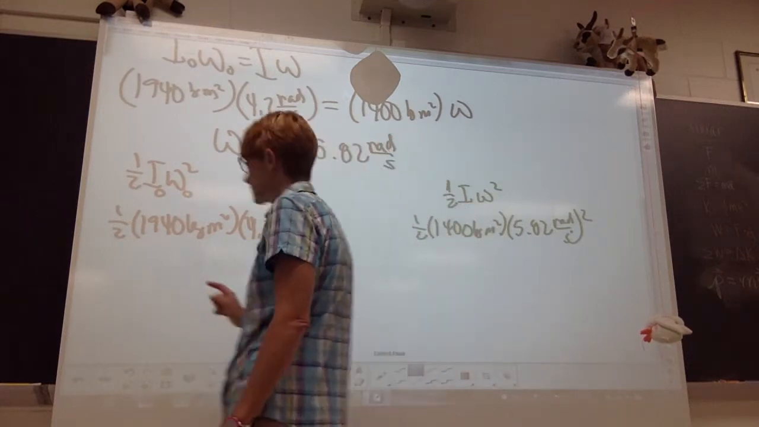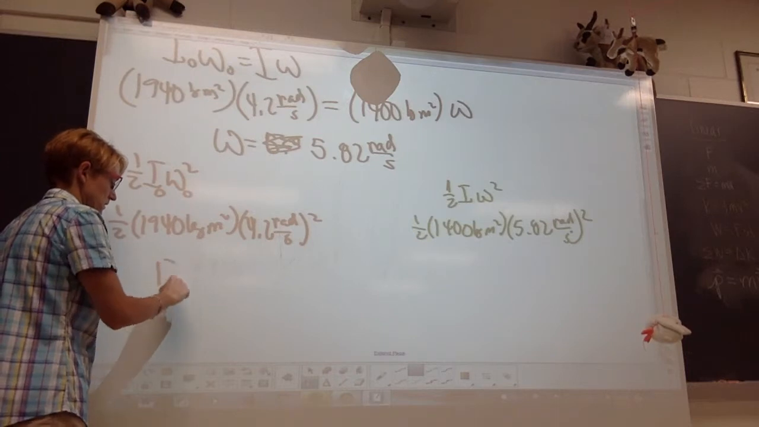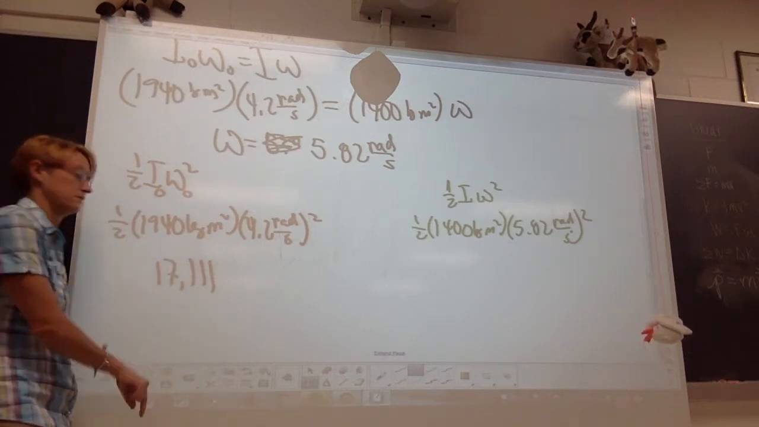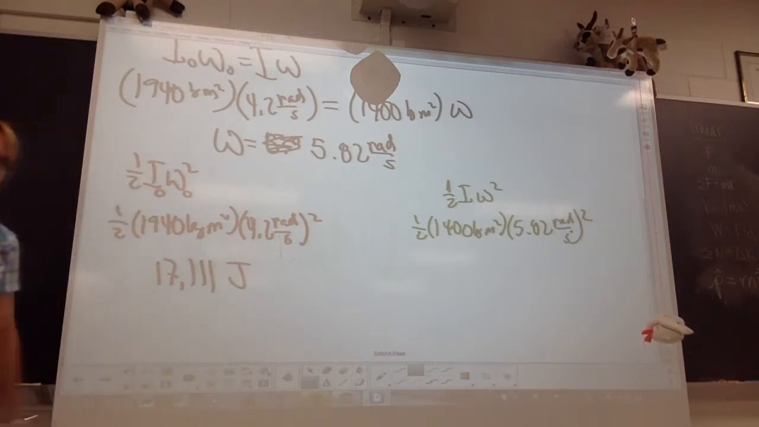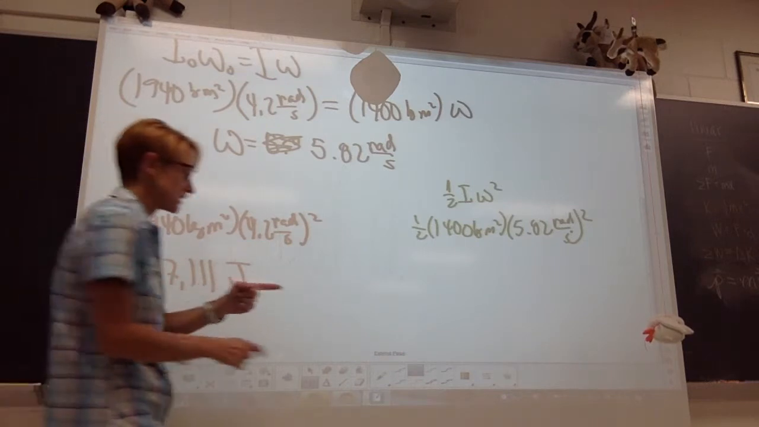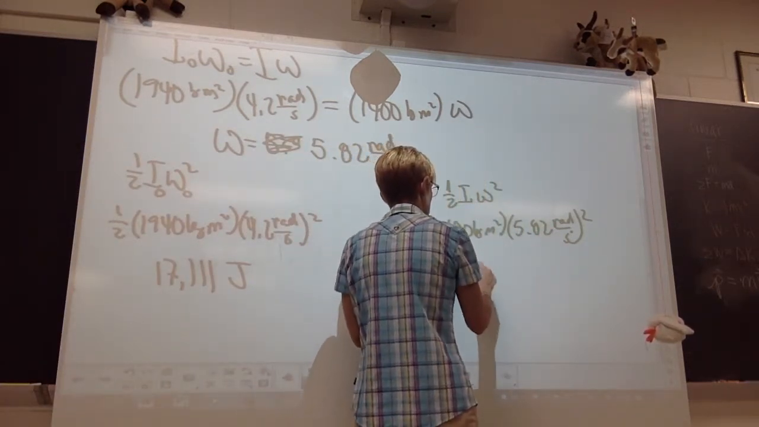Girls, 17,100. Say it again. 17,111. Yes? Joules? Right? That was initial? Girls, yes, nodding. Guys? 23,711.